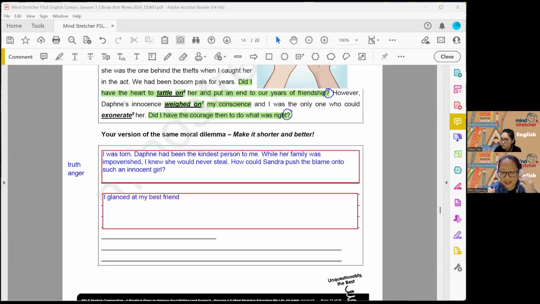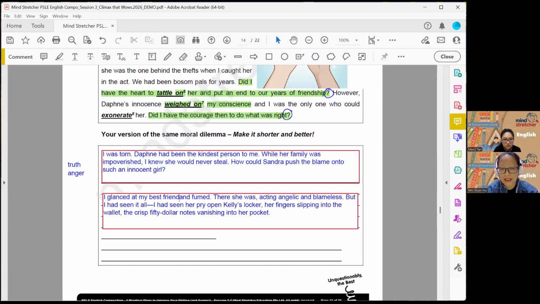So that effect. Daphne had been the kindest person to me. While her family was impoverished, I knew she was above such crime, or I knew she would never steal. I could vouch for her integrity. How could Sandra push the blame onto such an innocent girl? So again, short sentences, internal thoughts. And next one, do the same facial scanning. I glance at my best friend and fume. Or you could use the one I put in the chat.